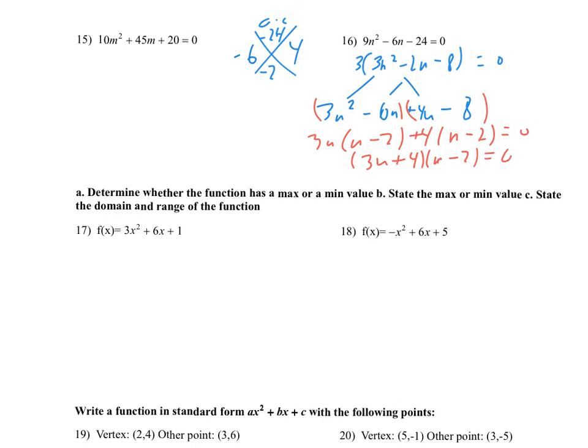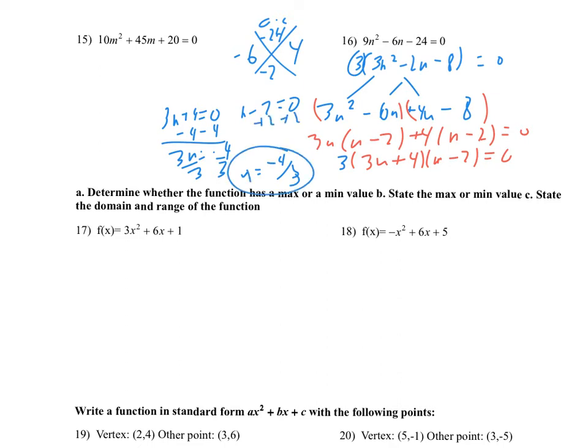And now I need to split those up and set them equal to 0 individually. Technically I have the 3 out there still from the beginning, but I don't need to set that equal to 0 since there's no variable. So I'm just going to say 3n plus 4 equals 0, and then also n minus 2 equals 0. So I'll subtract the 4, so 3n equals negative 4, divide by 3, and n equals negative 4 over 3 for that one. And then on this one I just add the 2, and so n equals 2.